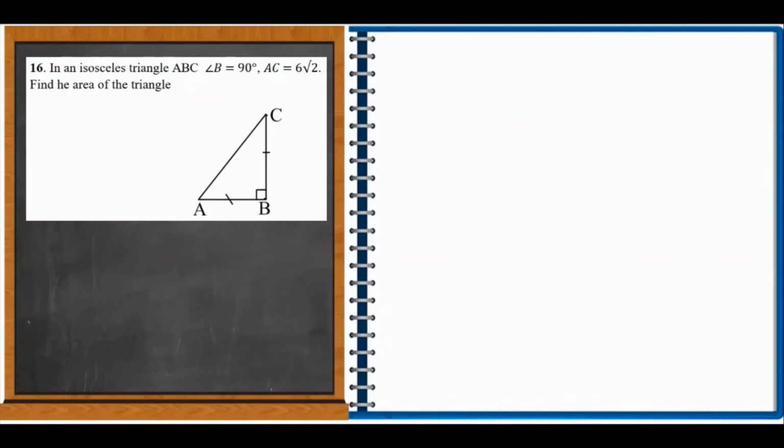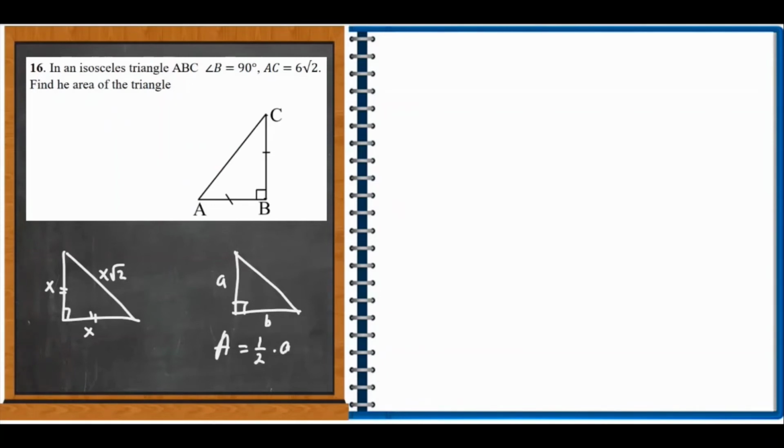Number 16. In number 16, we are given an isosceles right angle triangle, and AC is 6 square root of 2. Now, what do we need to know to solve this question? First of all, we need to know the shortcut. For this, it's better to know it. What is it? When we have an isosceles right angle triangle, we denote the legs with x, and the hypotenuse is going to be x square root of 2. The next thing that we need to know is the area of a right angle triangle. Area of a right angle triangle is 1/2 of the product of the legs.